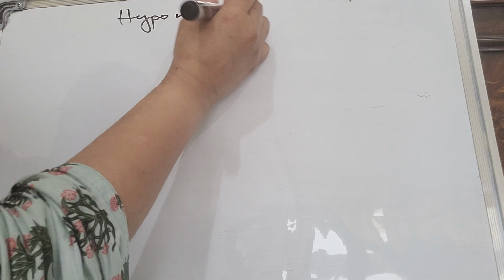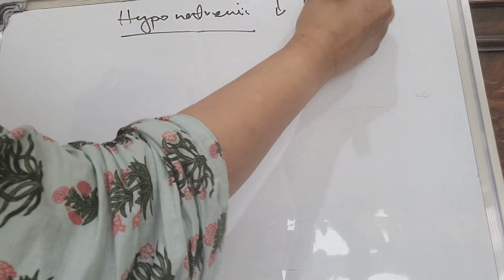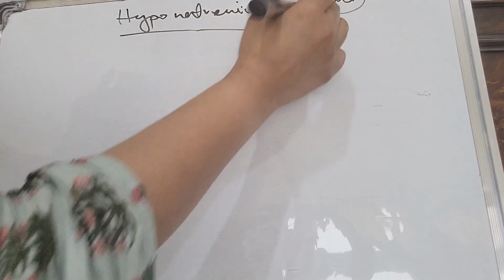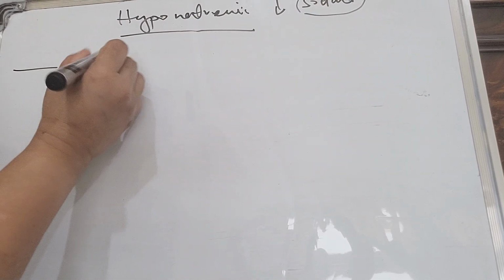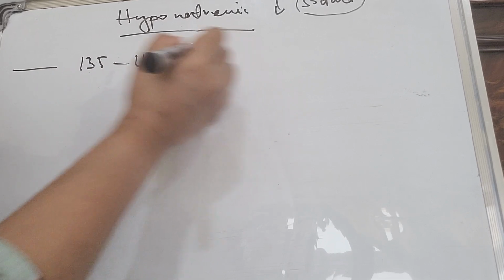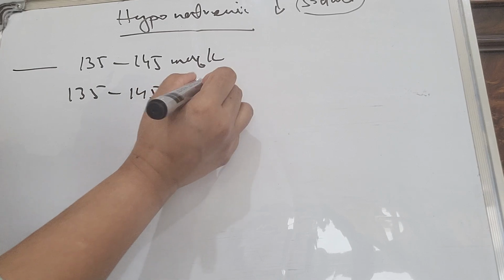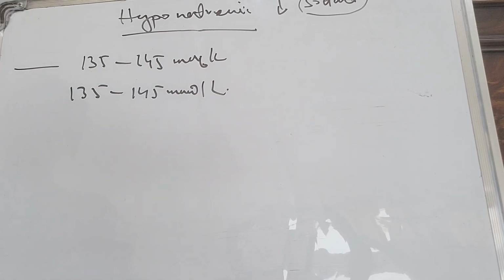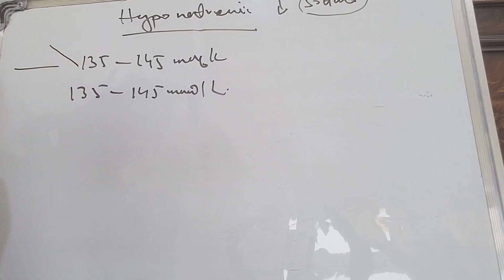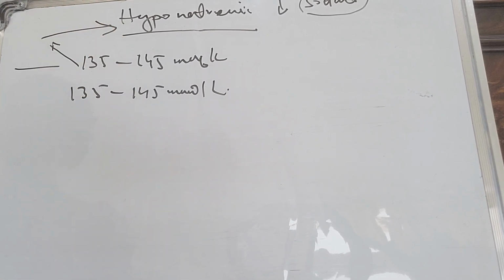Hyponatremia. What is hyponatremia? Decreased sodium. So first we have to know the normal value of sodium. The normal value is 135 to 145 mEq per liter, or 135 to 145 millimole per liter. This is the normal value of sodium. If the sodium is less than 135, it means the patient has hyponatremia.